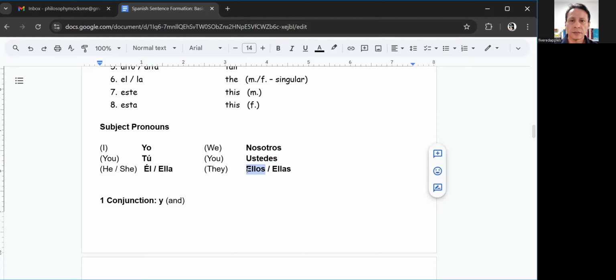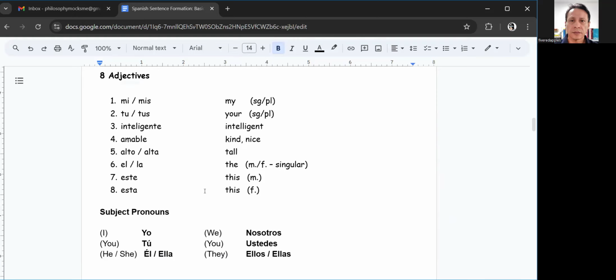Okay, ellos is they, and ellas is also they. Ellas is used only when the group you're referring to, and it could be a group of 2, is just women. If it's a group of 10 women and 1 man, you have to use ellos because the patriarchy is strong. Okay, so ellos is for all males or a group of mixed males and females. It doesn't matter the ratio. And only females, you can use ellas. The one conjunction we're going to use is and, which is e.